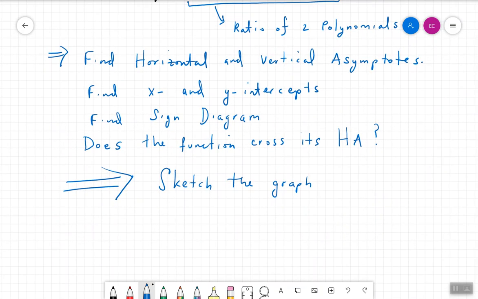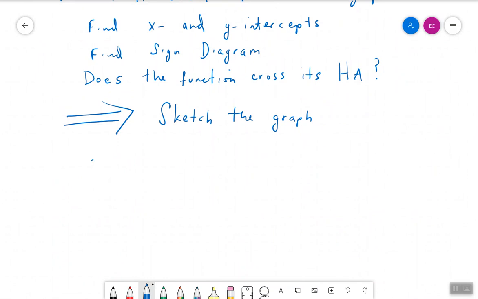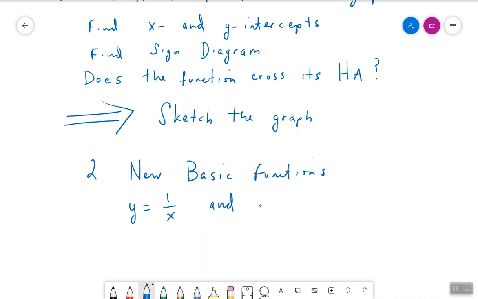What else? Oh, there were two new basic functions: y equals 1 over x and y equals 1 over x squared. You should know their graphs, and you should know how to graph transformations of those graphs. You should also know the asymptotes and intercepts and domain and range for those graphs. I think that's about it for chapter 3.